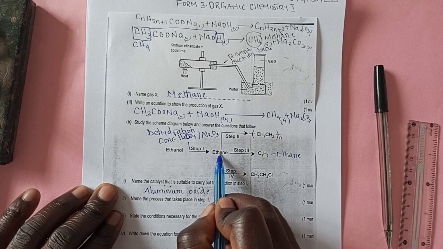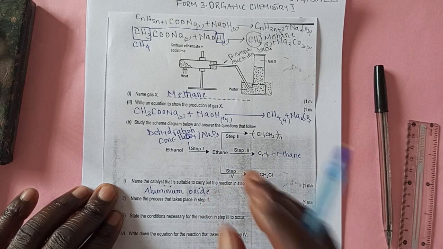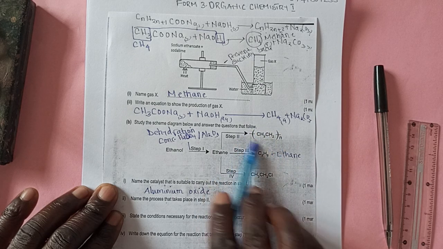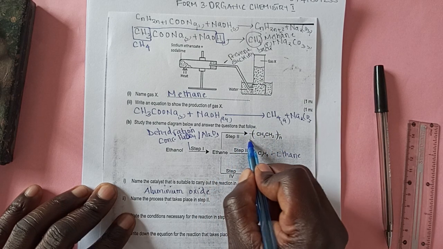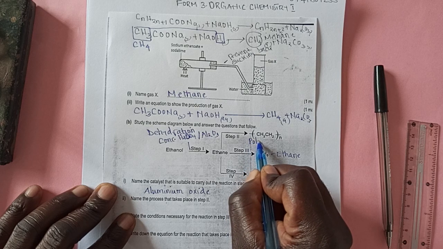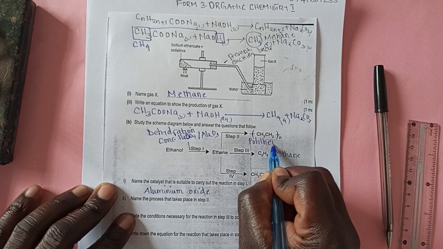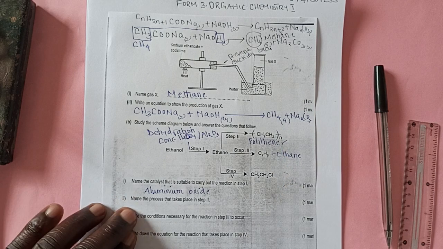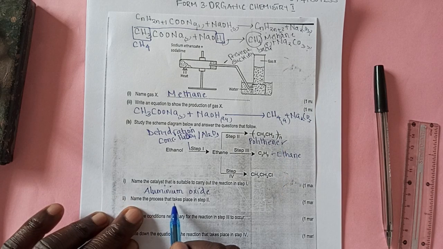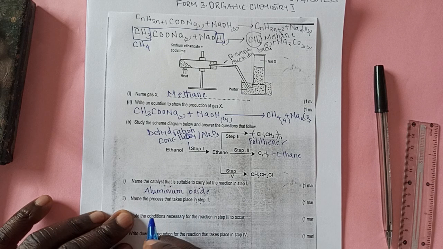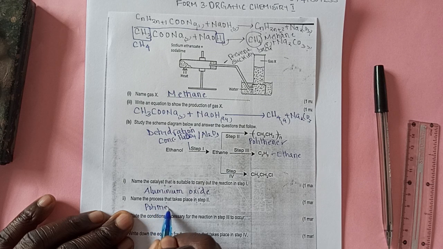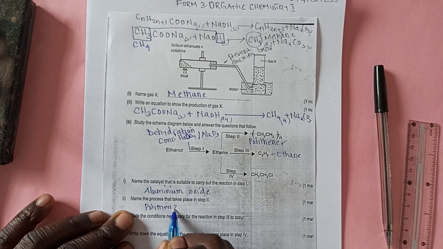Ethene reacting with ethene, the process is polymerization. So this one here is a polymer. The formation of this is a polymer here. The name of this polymer is called polyethene. So the process that takes place in this one here is called polymerization.